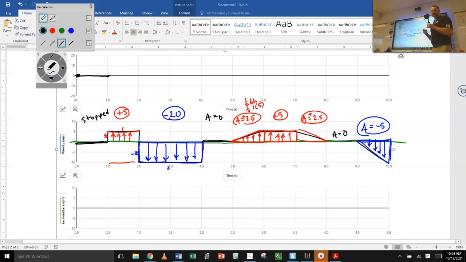So that is step number 2. Step 1, we drew the horizontal line. Step 2, find the areas. Step 3, put dots on the graph. The area is how much the graph changes. And this is a big difference.